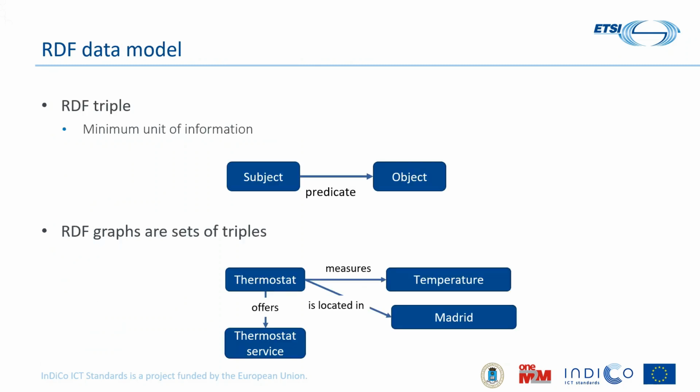The data model in RDF is very simple. The RDF data model is based on RDF triples, which consist of a subject, a predicate, and an object. These triples allow us to define sentences. For example, a thermostat offers a thermostat service, or that thermostat is located in Madrid. A set of triples with some concept in common generates an RDF graph, as the one that is shown in the slide. In this RDF graph, the common concept is a thermostat, which measures temperature, is located in Madrid, and also offers a thermostat service.